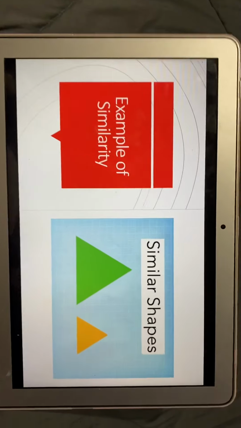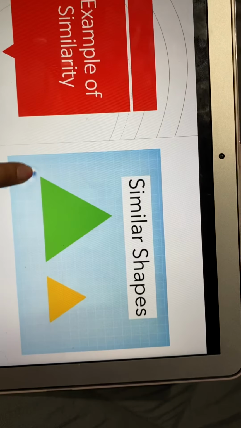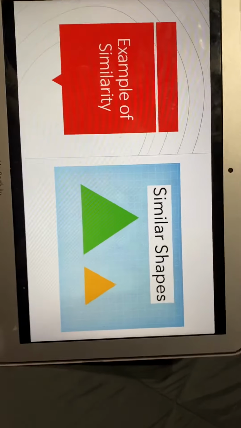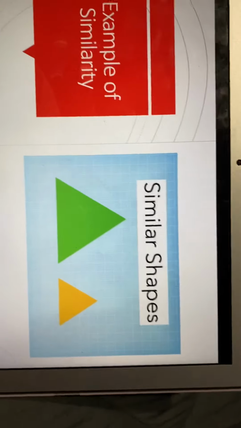Here we have an example of similarity. Same shape, triangle, different color. The color doesn't really matter, but just an example. But they're the different sizes.